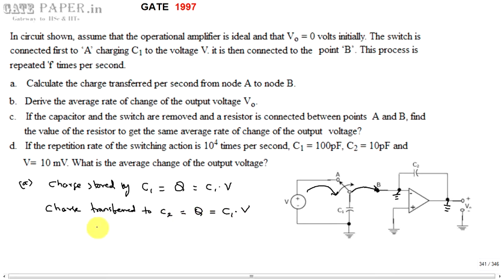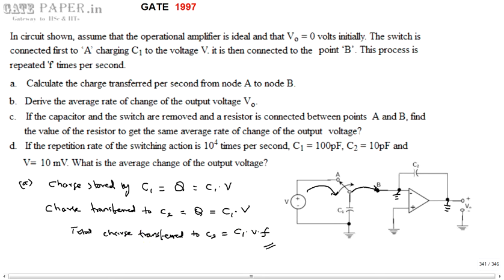Next, this is for one time. If you are doing it one time, the total charge transferred to C2 is C1 into V. If you are repeating it f times within a second, as given, this process is repeated f times per second, so the total charge transferred to C2 is equal to C1 into V into f. This is the answer for the first one, C1 into V into f.